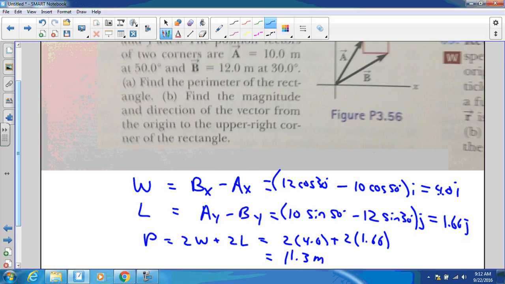Okay. Just very briefly, you may have written this on your paper, but I'm going to encourage consistent labeling. So if this is our width and length, then we're going to use our width and length. Good. Anybody have some ideas about how to find the magnitude and direction of the vector from the origin to the upper right corner?